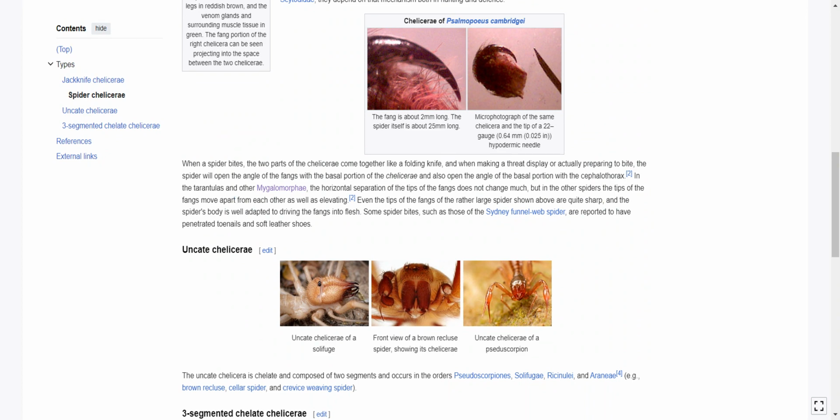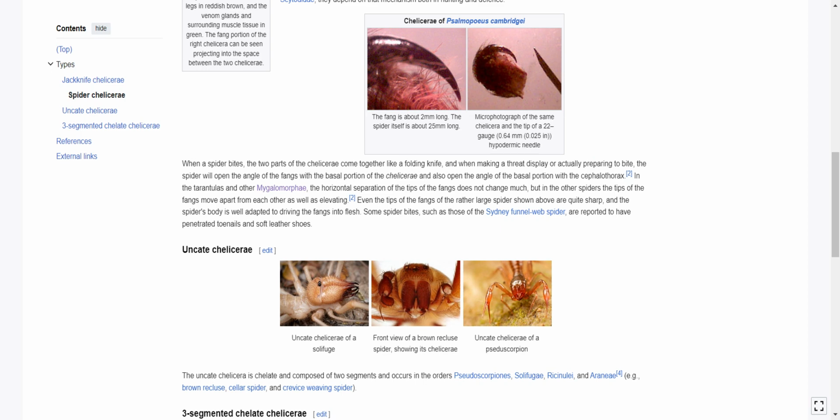And when making a threat display or actually preparing to bite, the spider will open the angle of the fangs with the basal portion of the chelicerae, and also open the angle of the basal portion of the cephalothorax.